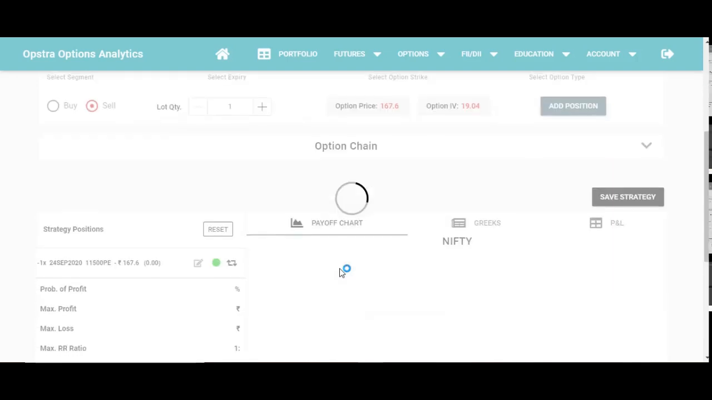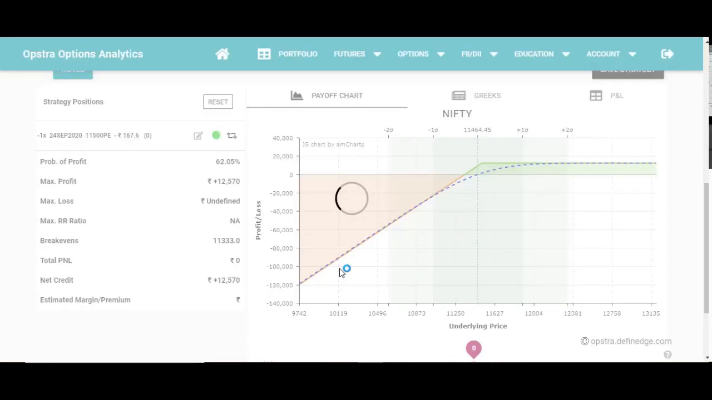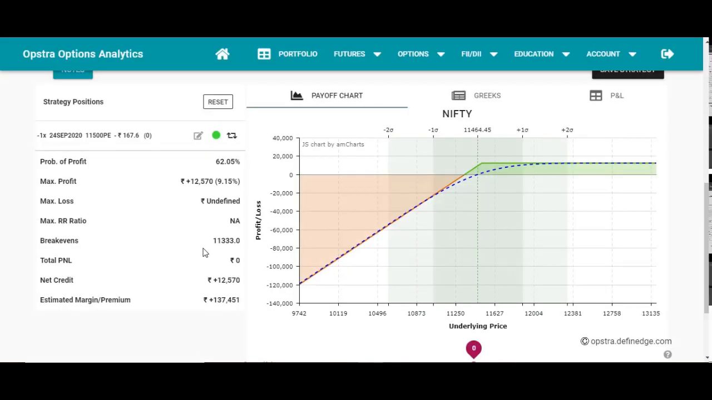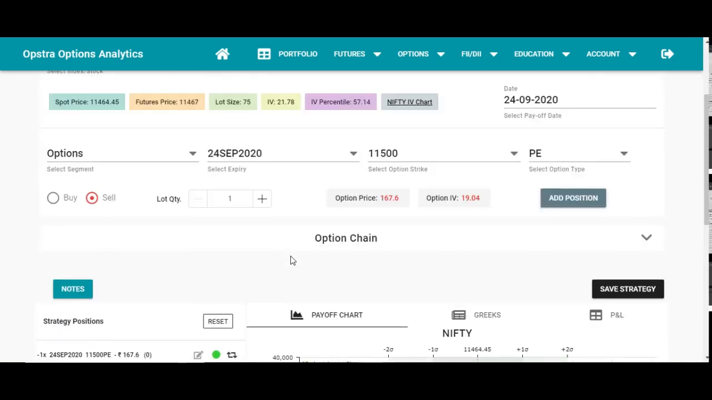Now you can see that this is the payoff graph, and if the market expires anywhere above 11,333, then our position will be in profit. But if Nifty breaks this level and starts moving down, then we'll get more losses, right? So we have to hedge this position.